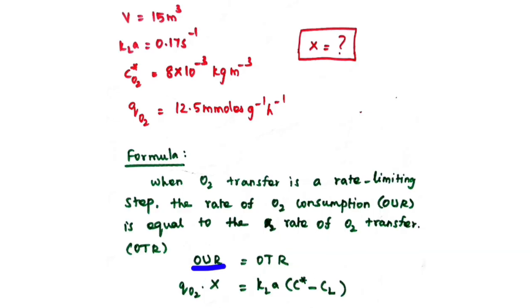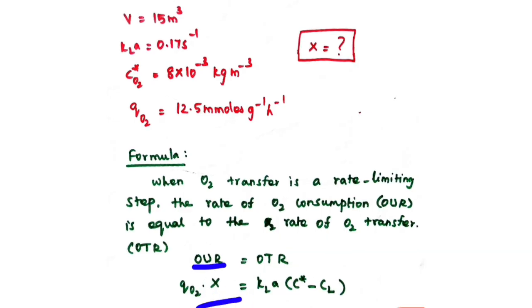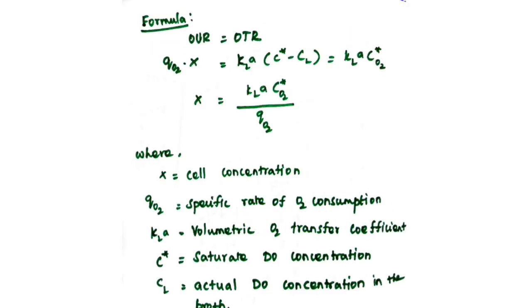Oxygen uptake rate is defined by QO2 × X. QO2 is the specific rate of oxygen consumption by your cell, and X is your cell concentration. So oxygen uptake rate is equal to QO2 × X.